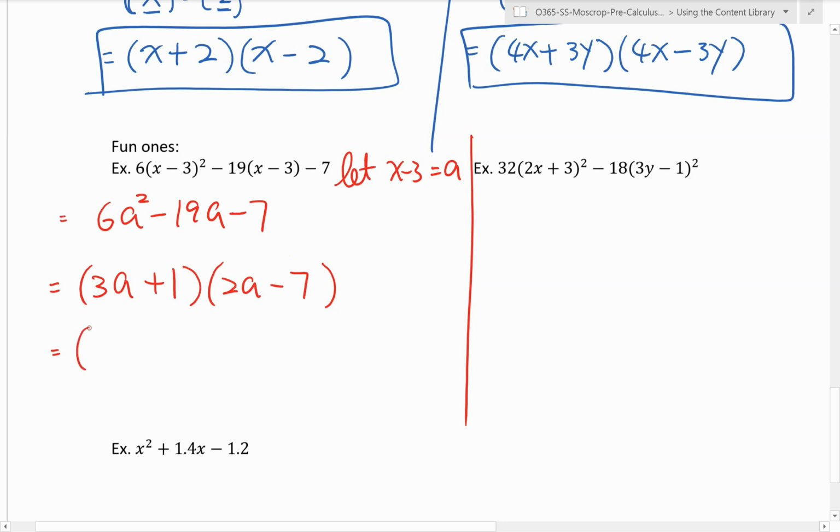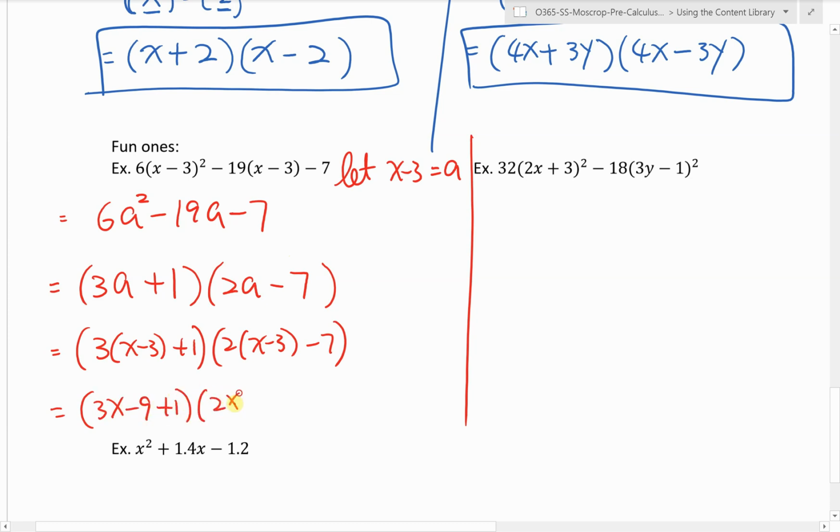x minus 3 back. So you have 3 times, okay, be careful, x minus 3 plus 1, 2 times x minus 3 minus 7. Okay, now expand. You should get 3x minus 9 plus 1, and you have 2x minus 6 minus 7. Combine like terms inside the brackets. You should get 3x minus 8 and 2x minus 13. And that's your final answer.